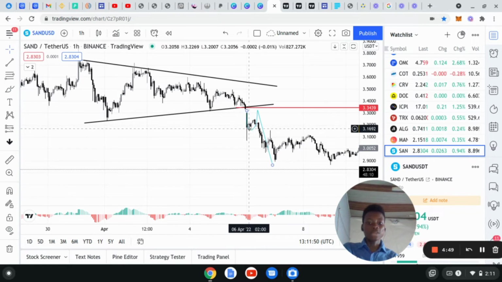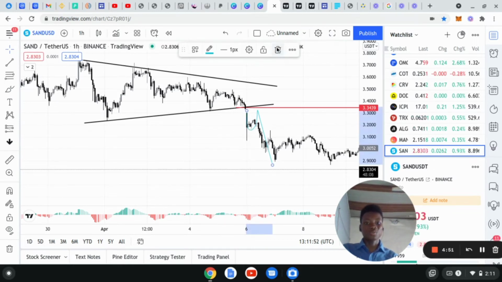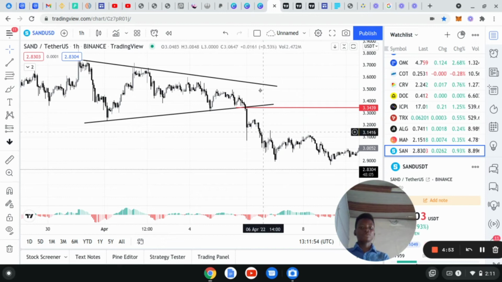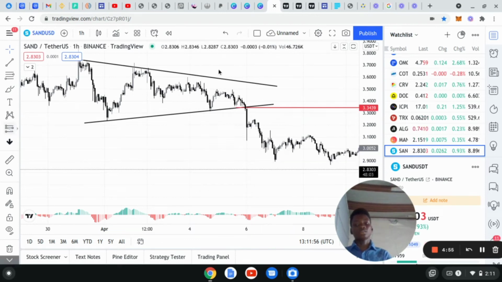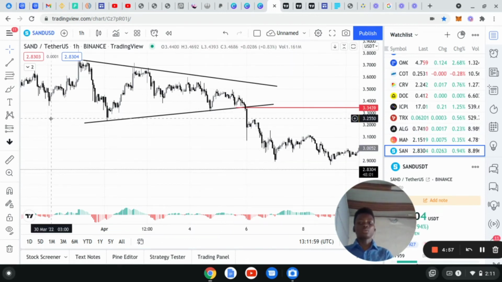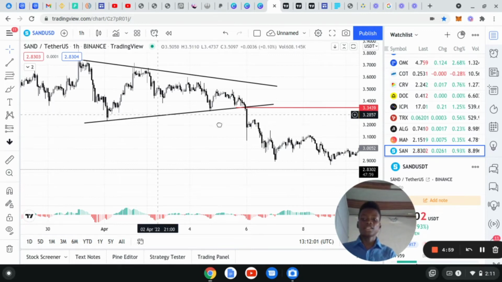But it's always best you wait for a pullback, because most times the market always pulls back. It's not every time you have this smooth going down. You can just be lucky once or not. So that's one example of taking an entry with a trend line.